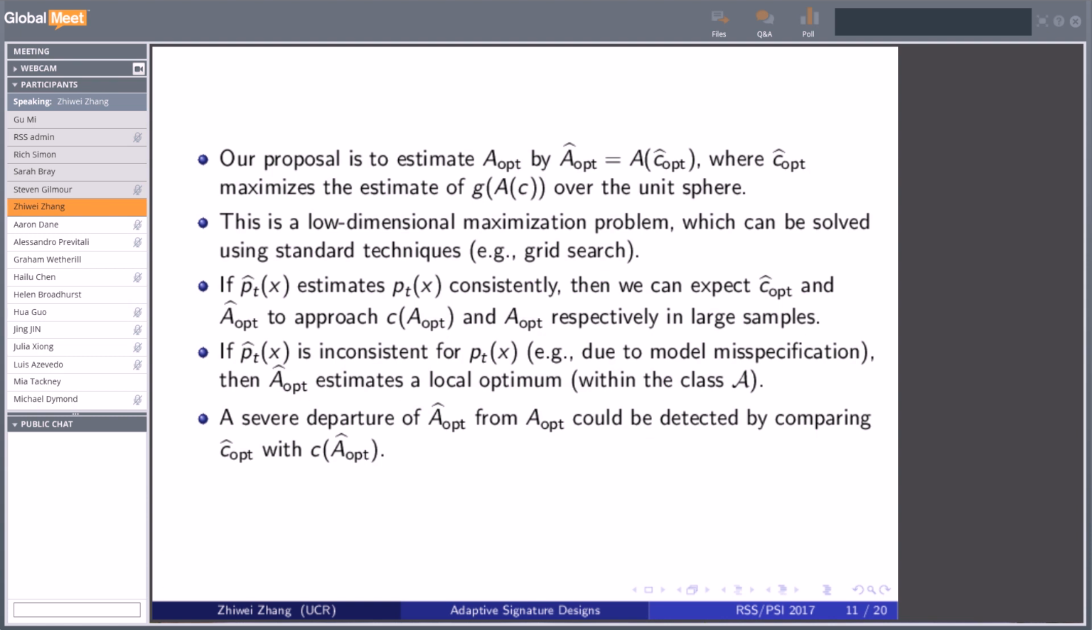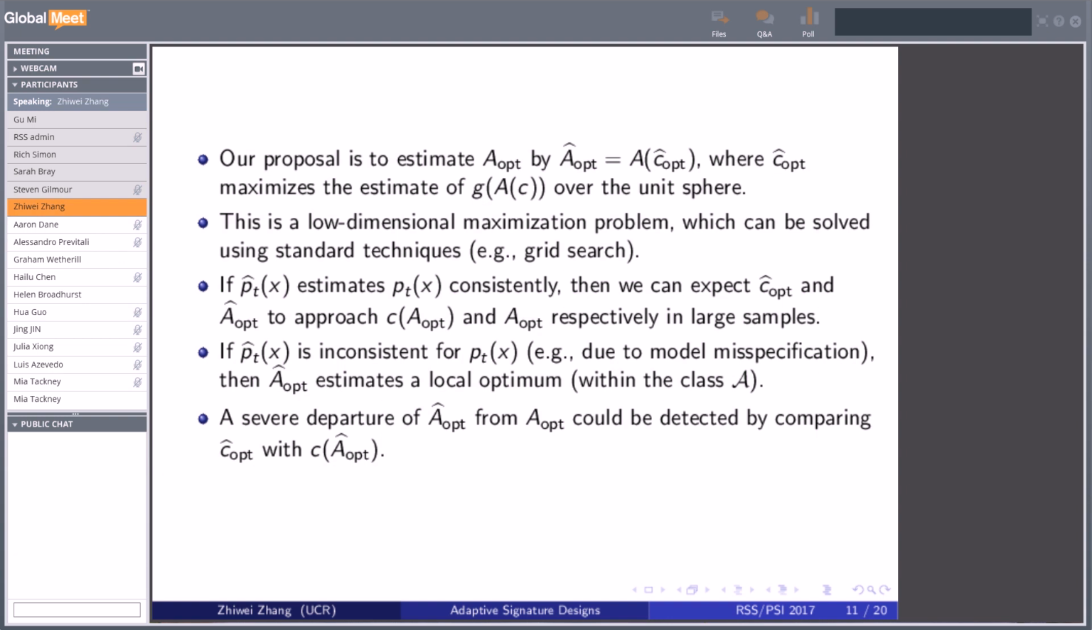If the working model for P_T of X is correct, then P_T hat of X is consistent for P_T of X, and we can expect C hat and A hat to approach their population counterparts in large samples, right? If the working model is incorrect, then P_T hat of X may become inconsistent, and the chosen subset in that case estimates a local optimum, the best subset within the working class. So we get some optimality anyway, and the quality of the chosen subset depends on the quality of the working model.